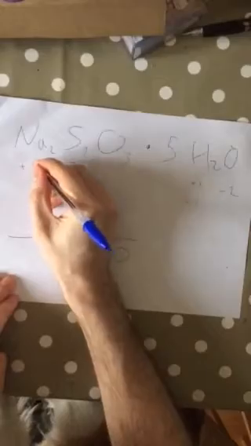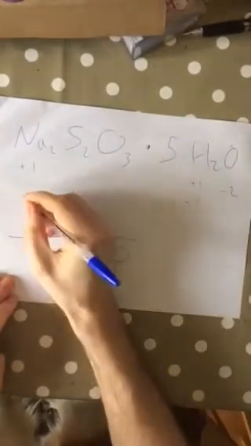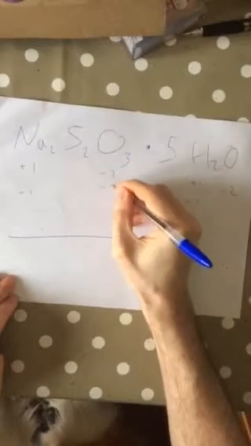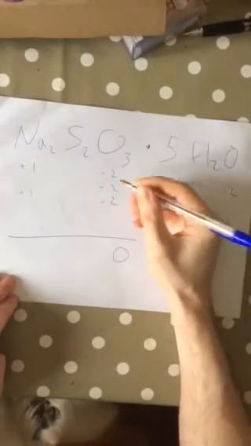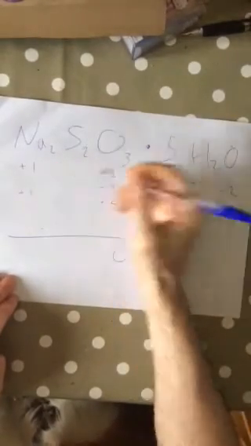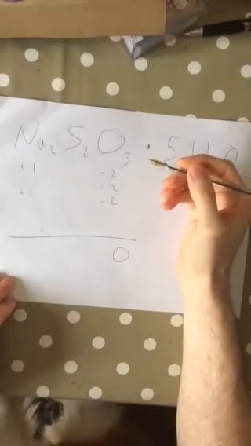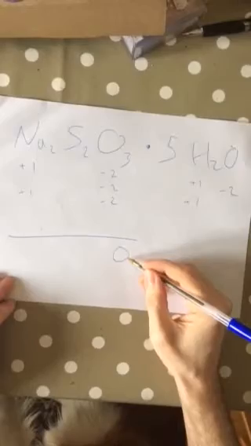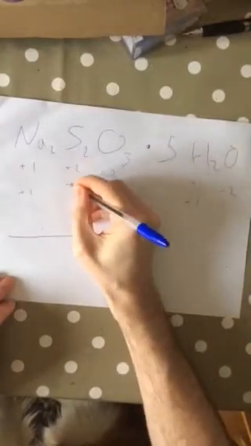So sodium, as it's a group 1 metal, will have an oxidation state of +1, and there's 2 of them. Oxygen is almost always -2. So I've got -6, add the 2, so far I've got -4, and I need it to equal 0. So that means each sulfur must be +2. So the answer is +2.